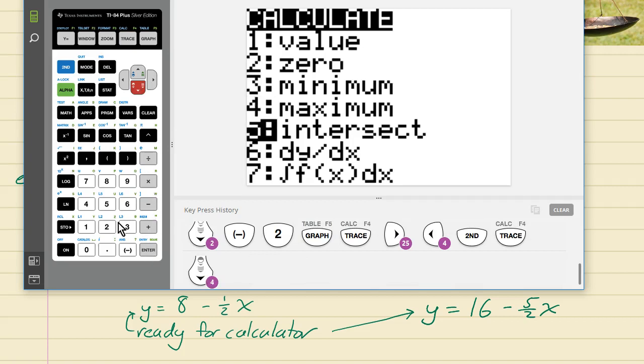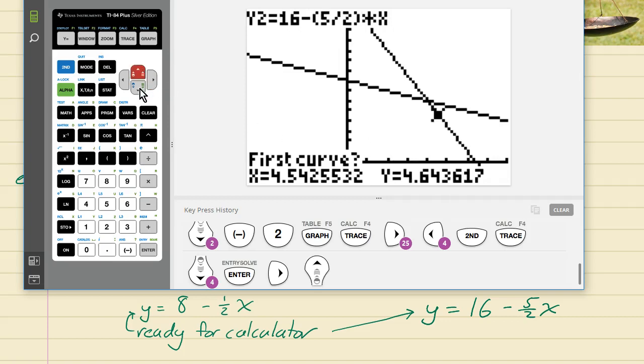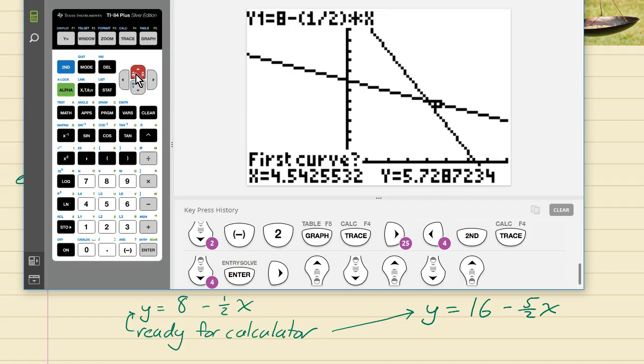So I'm going to scroll down to that, or you just press number 5, enter. Now it's going to ask me for which curve, and it says y1 equals this equation, and if you hit up and down, you'll go to the other line. But the only reason it asks you this is because sometimes you might have like 5 curves, and you need to tell it which 2 curves you are trying to find the intersection of. So in this case, there's only 2 on here, so it really doesn't matter.